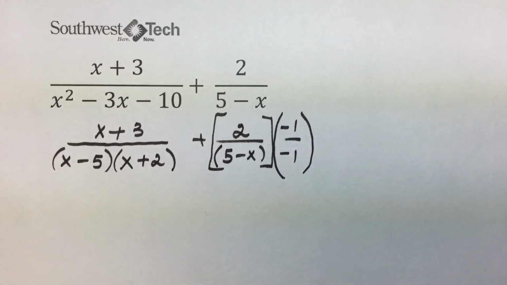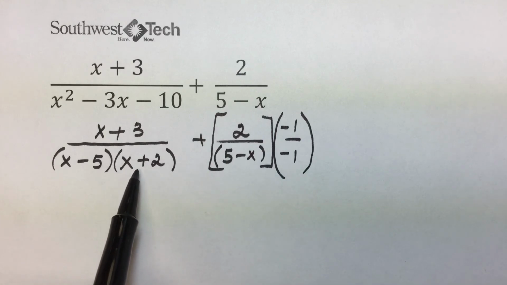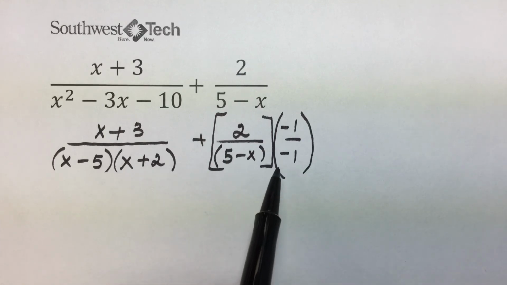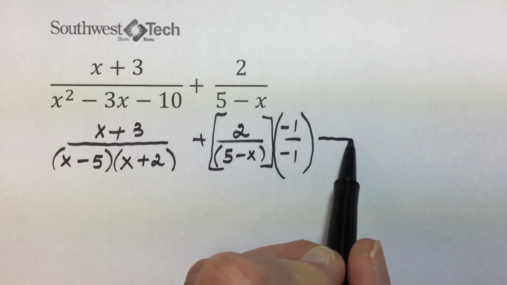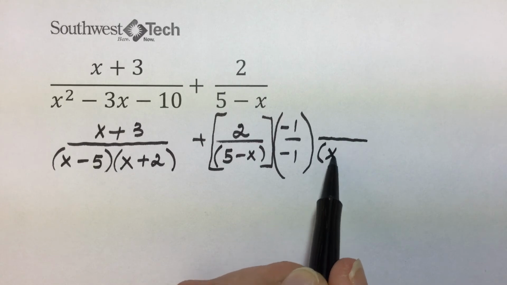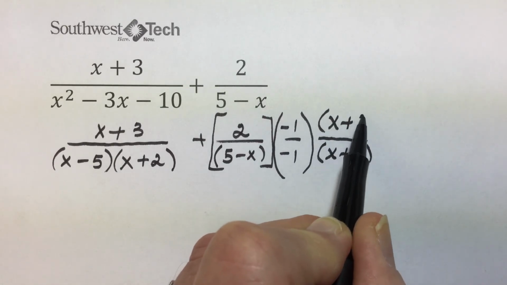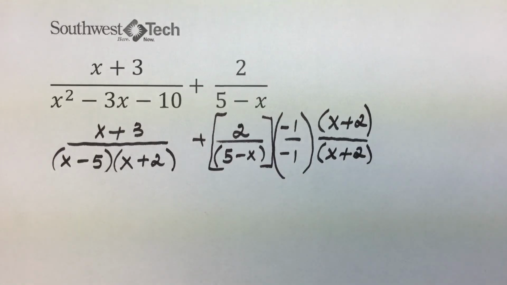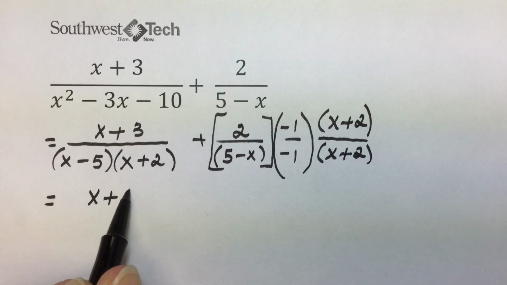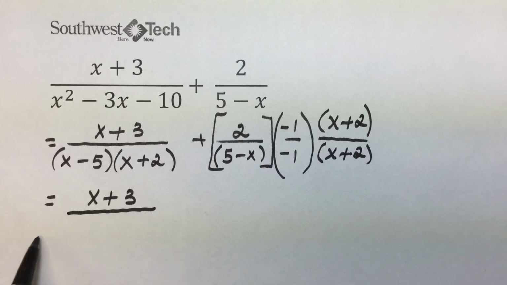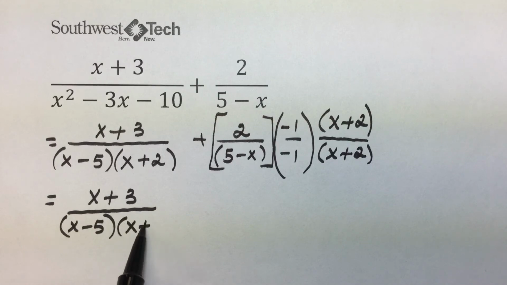And furthermore, once we have that fixed, the only factor that's missing for the least common denominator in this second rational expression is an x plus 2. So we'll throw on a third multiplication here, leaving that first rational expression as is because it has the desired common denominator.